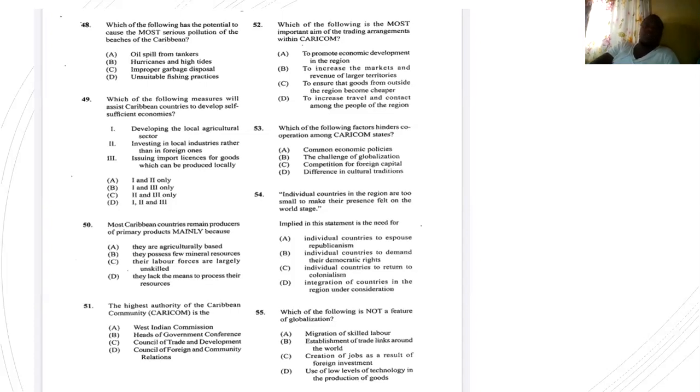But the question asks you, which one is most serious? Right? Let's eliminate unsuitable fishing practices and hurricanes and high tides, because hurricanes and high tides are not frequent. Unsuitable fishing practices are not great enough in terms of pollution. So it's between oil spills and improper garbage disposal. A lot of people tend to want to say oil spills because oil spills are very damaging.